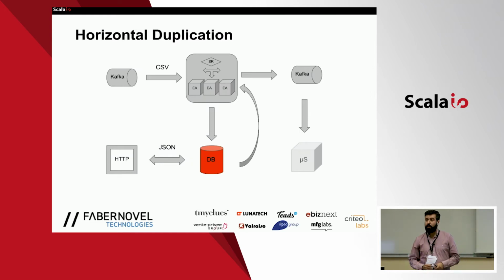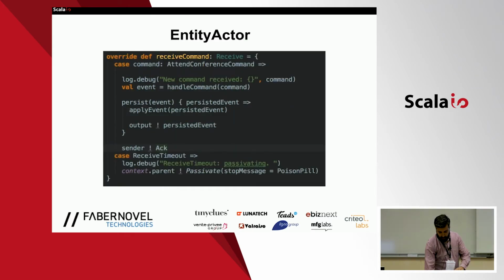Let's see now the horizontal duplication. We are going to see it's very, very simple. It's Cassandra. We are going to use the Akka Cassandra Persistence API. In the body of the actor, we see that we have a persist event. That persist event is the method call that is going to actually persist the event into Cassandra.